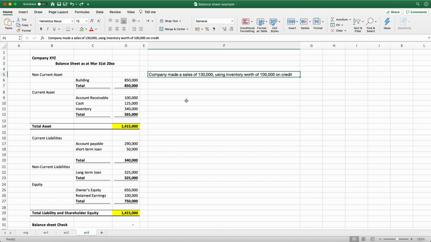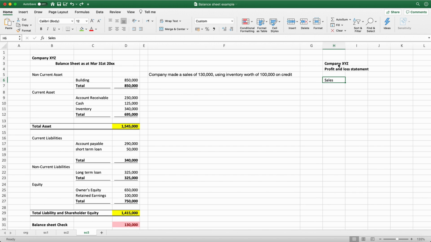This transaction has different sections, so let's start looking at the first section. The company made sales of 130,000, which was done on credit. So I'll increase the account receivable by 130,000. I'll debit account receivable by 130,000. It's going to become 230. The second part of this transaction is the sales. So I'll start working out the income statement, and I'll register the sales of 130,000.